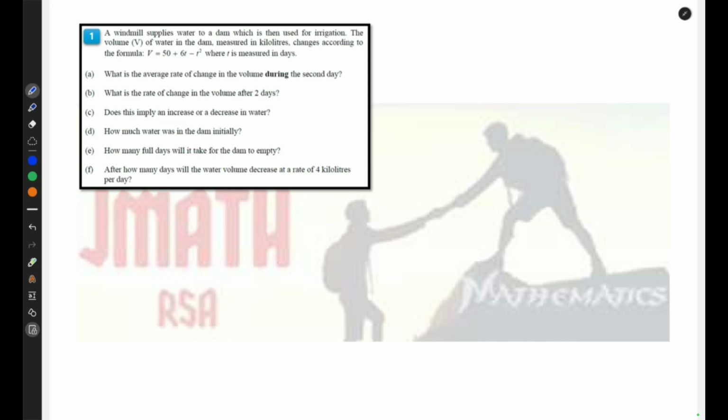This is logic, but the second day starts at the end of the first day. So I am going to have to get two coordinates, and because time represents days, I'm going to get the end of day 1 and then the end of day 2, and use those to find the gradient. If I sub 1 into the V formula, I get V equals 50 plus 6 times 1 minus 1 squared, and that gives me 56 minus 1, which is 55. Now if I sub in 2, I get 50 plus 12 is 62, minus 4 is 58.